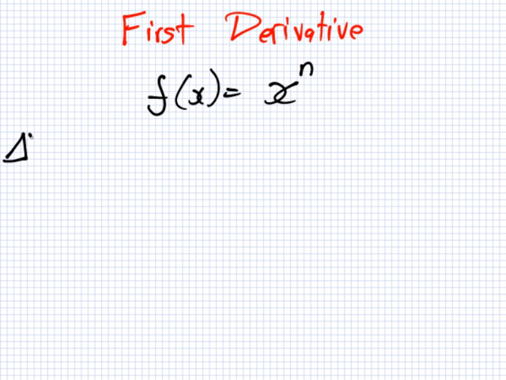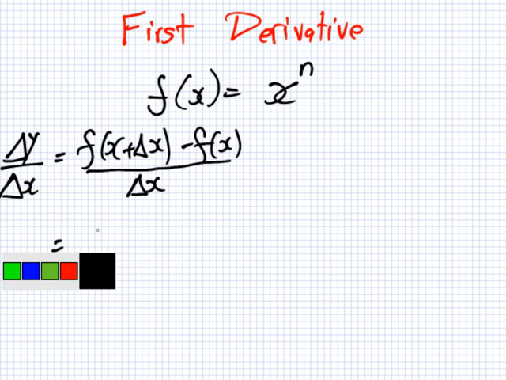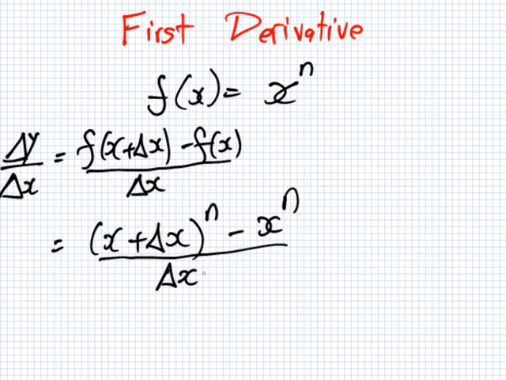So delta y over delta x is f(x plus delta x) minus f(x) over delta x. So here that would be (x plus delta x) to the power n, minus x to the power n, all over delta x. I'll just give you a minute.